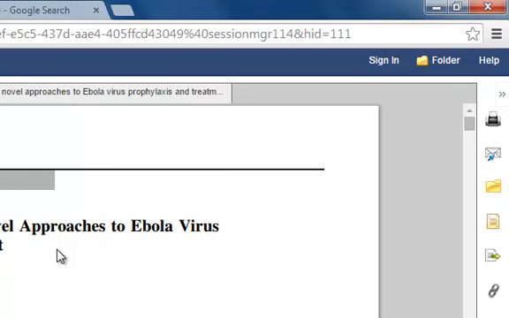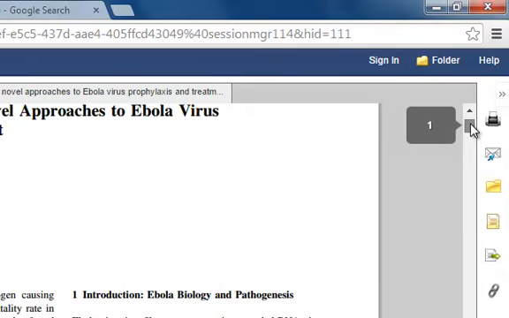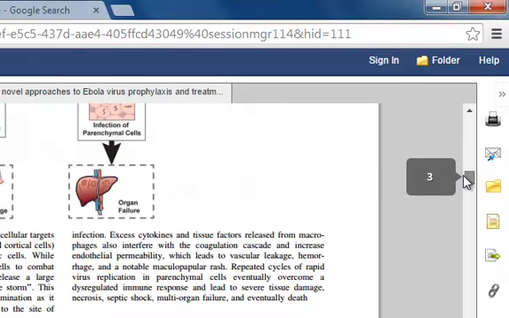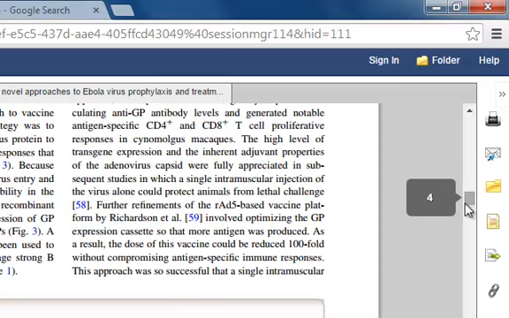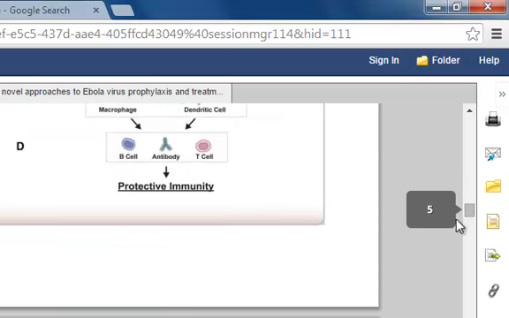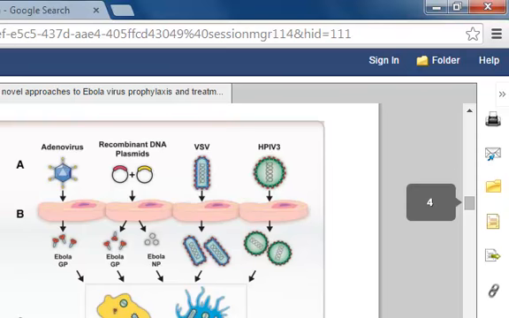Okay, so I just clicked on the first article that came up. Okay, this is not what I was looking for. This article is very scientific and I can't understand it, so I'm not going to use it.